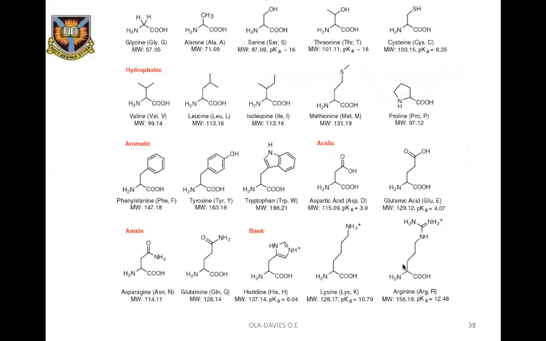Here are the different amino acids. We have the hydrophobic here, we have the aromatic here, we have the amide here, different groups with their different structures. Here we have the aromatic: phenylalanine, tyrosine, tryptophan; the acidic: aspartic, glutamic; the amide group: asparagine, glutamine; the basic group, which are histidine, lysine, arginine. And I believe we still remember that song that helped us to classify them into different groups.